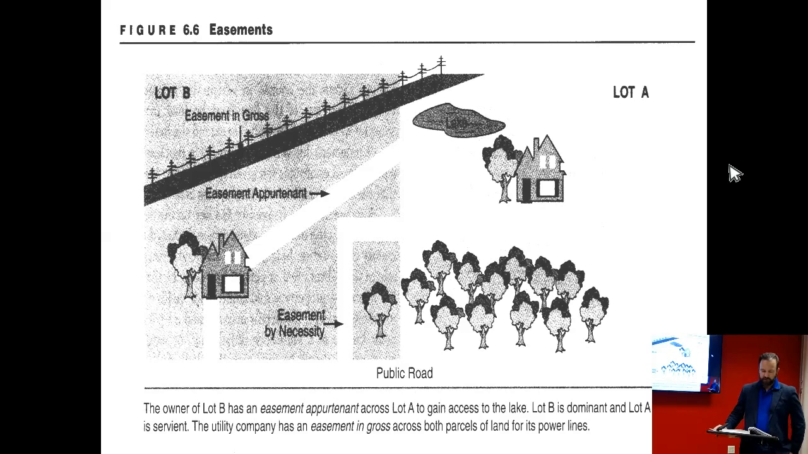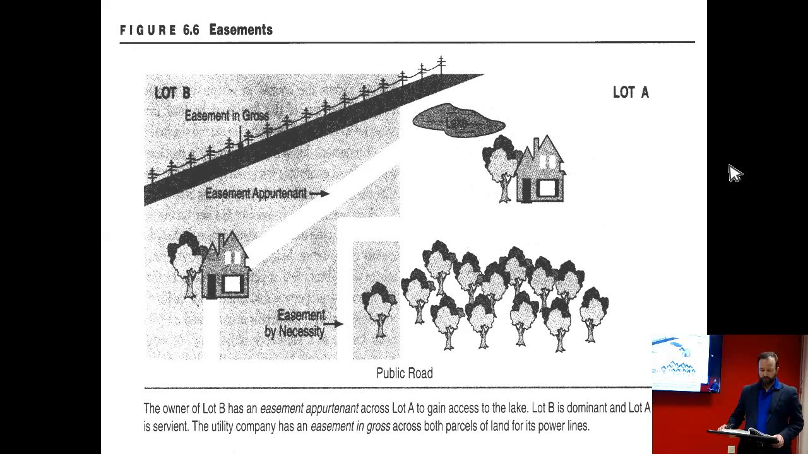B is the dominant because they are taking advantage of the use of that lake. In order to get to that lake, B needs to cross over A's lot. A, who controls the lot, is giving up something. So the servient is the one that's giving up something. Make sense? Could be like a flag lot, where you need to get on. I mean, something that's landlocked.